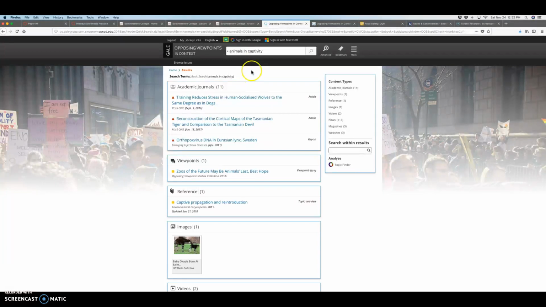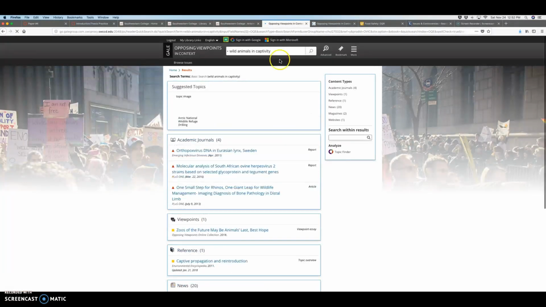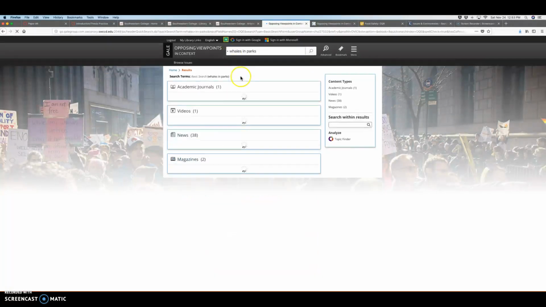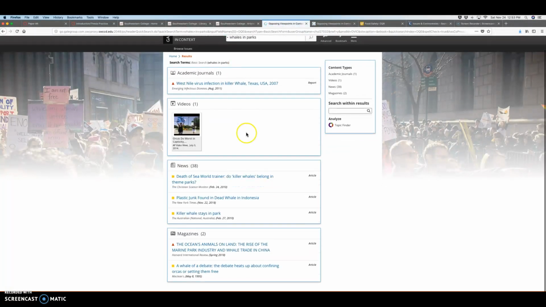So here there's not a lot. So I'm just going to go back. What did I do here? Animals in captivity. Let me see what wild animals in captivity comes up with. There's not much. So I'm just going to do whales in parks, maybe? Not whale sharks. Oh, this one I didn't look at before I started looking. Okay, so there's 38 news articles, but there's no viewpoints.